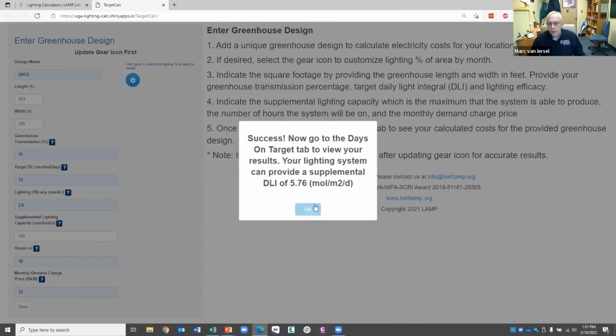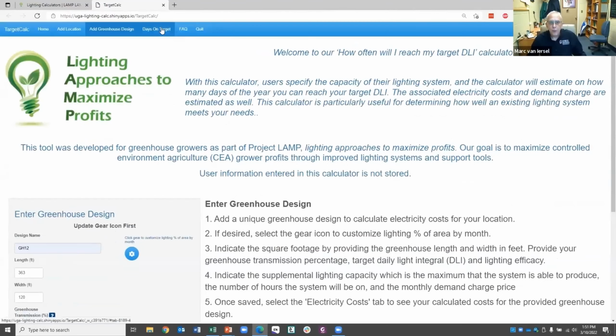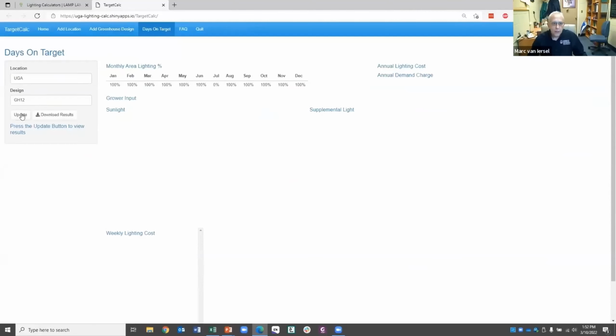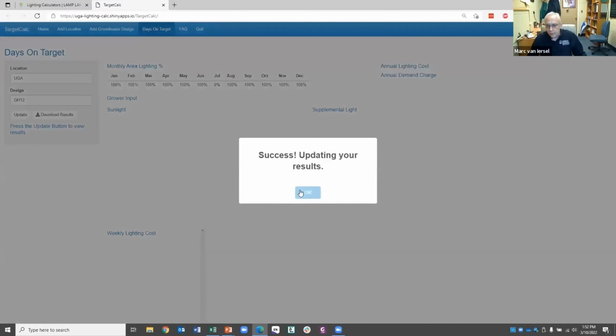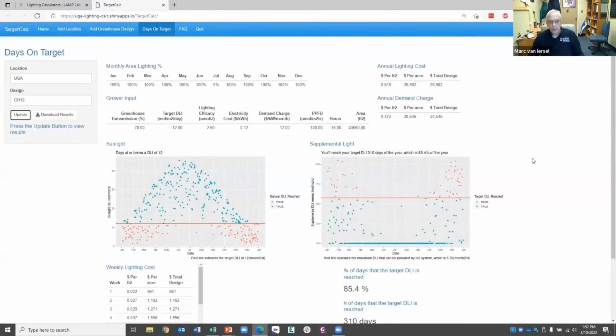And then we save this information. This tells us that with this particular lighting system, we can provide a supplemental daily light integral of just under 6 moles per square meter per day. We scroll back to the top, go to days on target now, and click update like we did before.